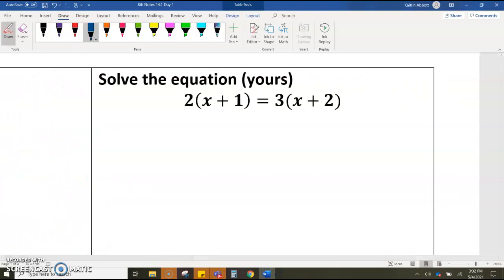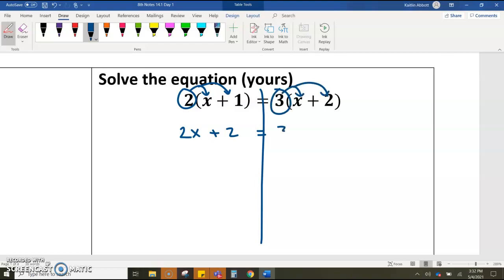So first thing you should have done was split your problem down the middle, and then distribute these outside terms to both terms on the inside. So you got 2x plus 2 equals 3x plus what? 3 times 2 is 6. Good job. All right, let's make a 0 pair with these smaller variables. That could be 2x or 3x. Hopefully you said 2x, so we're going to subtract 2x from both sides. That gets rid of the 2x's. I'm left with 2 equals 3x minus 2x, which is just x.